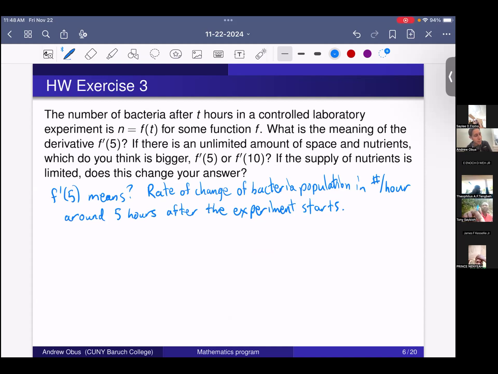This is the last thing we talked about yesterday, that a derivative always represents a rate of change. For a graph's tangent line, it could be the rate of change of the y value with respect to the x value. For a velocity problem, it's the rate of change of distance with respect to time. And here, it's the rate of change of the number of bacteria with respect to time.